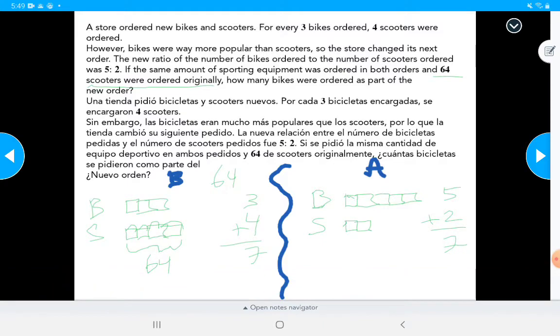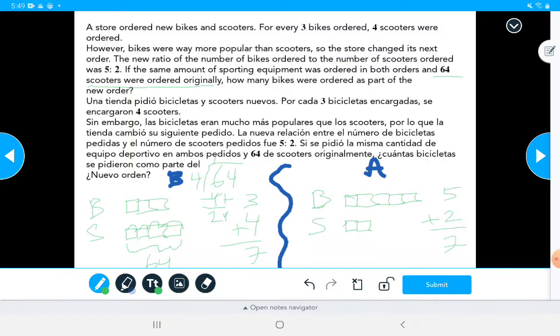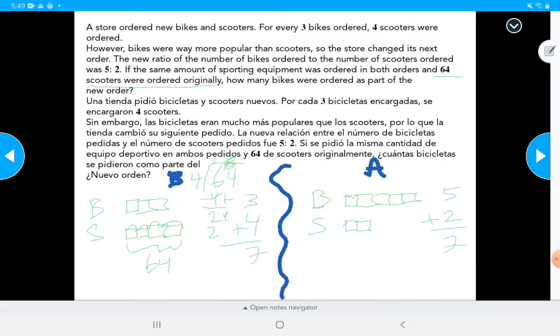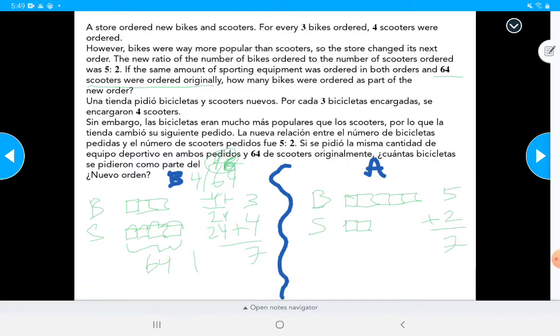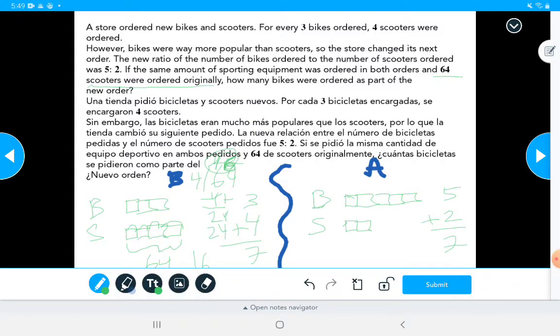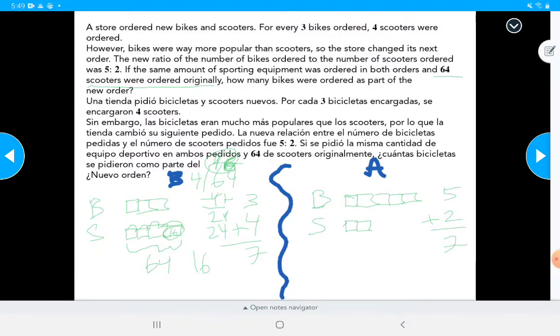So 64 divided by 4, that'd be 1, bring down the 4. That's 2, bring down the 4, and that would be 8. 8 times, oh, no, 6 times 4 equals 24. So your answer would be 16. So 16 is each one of these blocks. Each one of these blocks is worth 16.